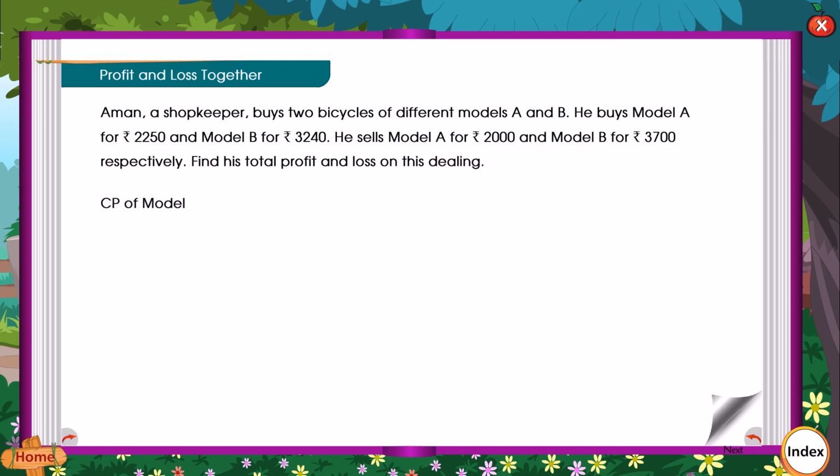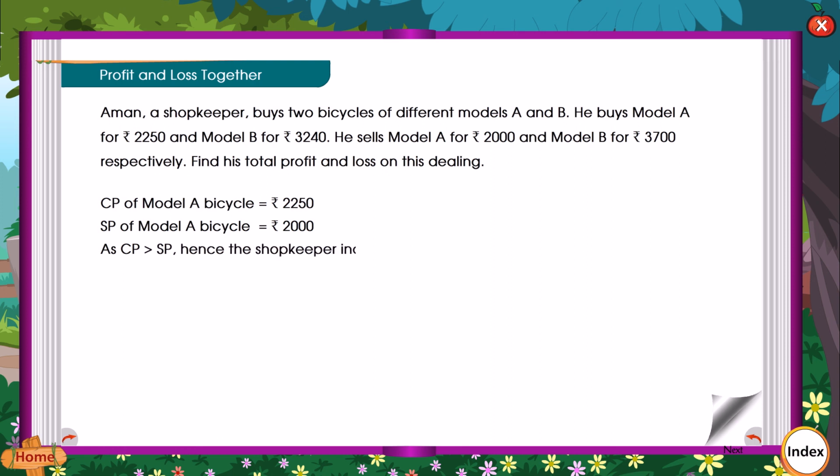Cost price of model A bicycle is equal to rupees 2,250. Selling price of model A bicycle is equal to rupees 2,000. As cost price is greater than selling price, the shopkeeper incurs a loss. His loss on model A is equal to rupees 2,250 minus rupees 2,000 is equal to rupees 250.